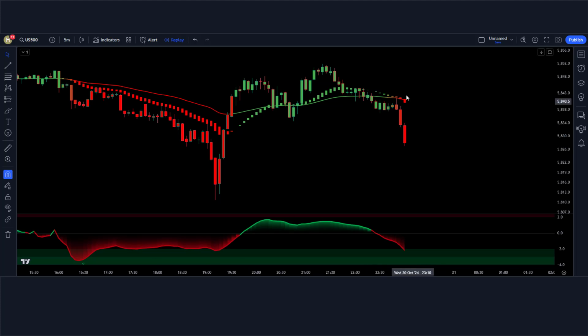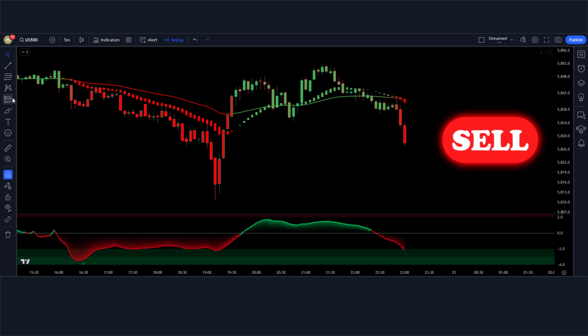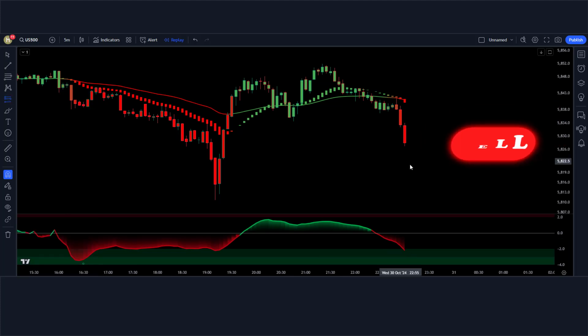Here the color of the MA line is red and the color of the HAMA candles is also red. The market has made a bearish candle below the MA line. The MA oscillator suite histogram turns red and is below the zero level. So all our conditions are fulfilled, so we are placing an order to sell.